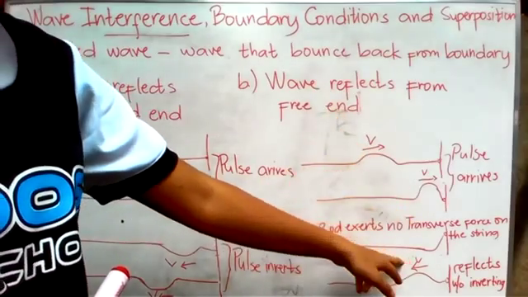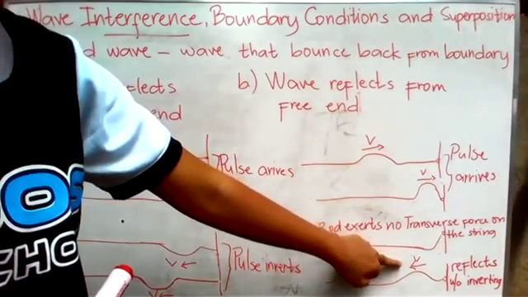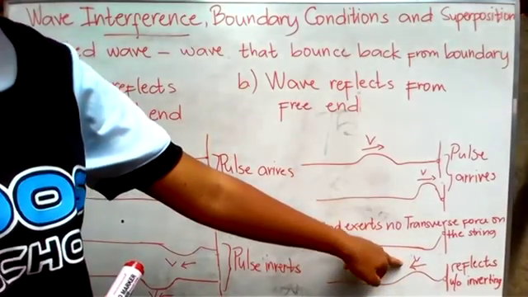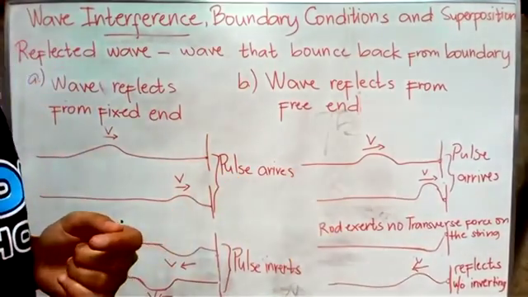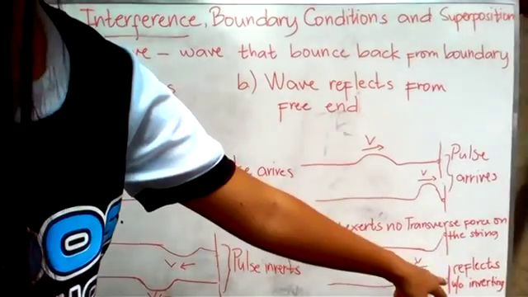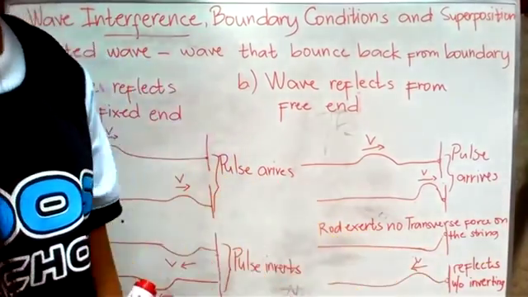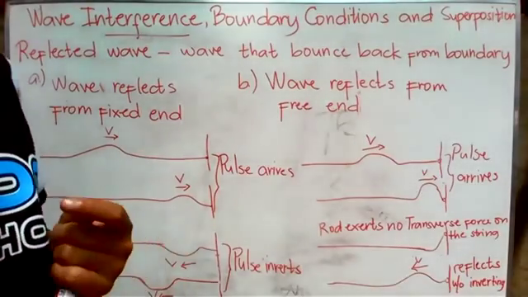And again, a reflected pulse is produced. The direction of this pulse is the same as the initial pulse. This time there is a reflection but without inverting the wave.